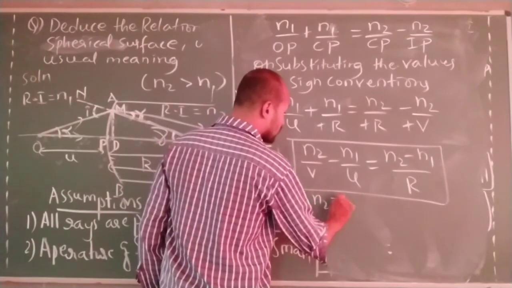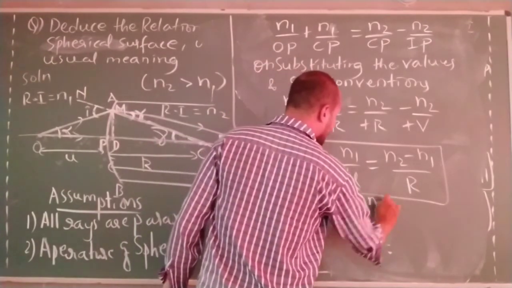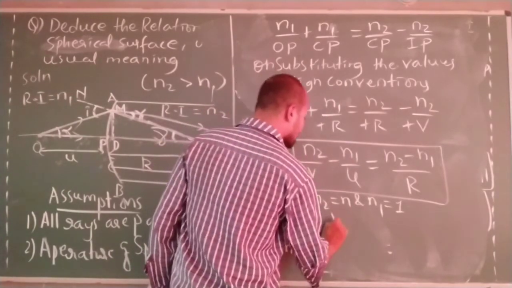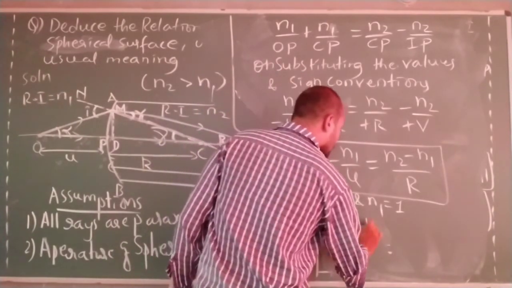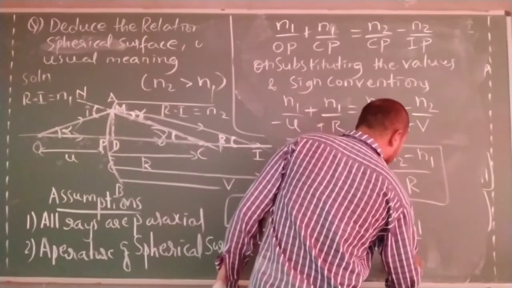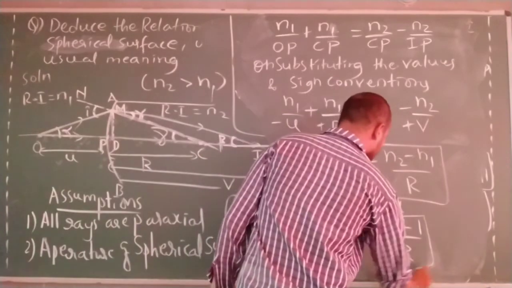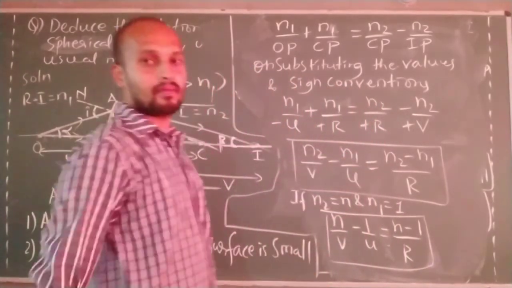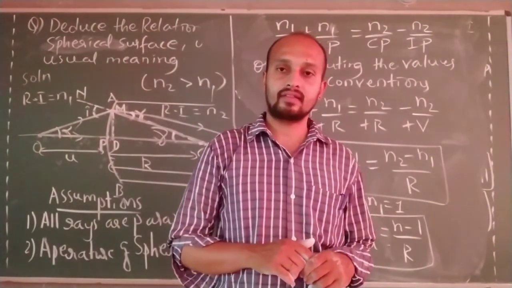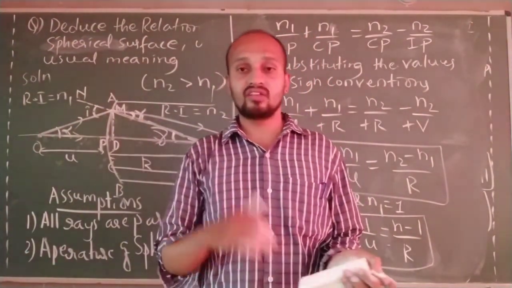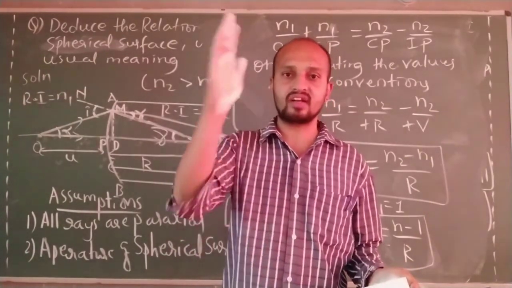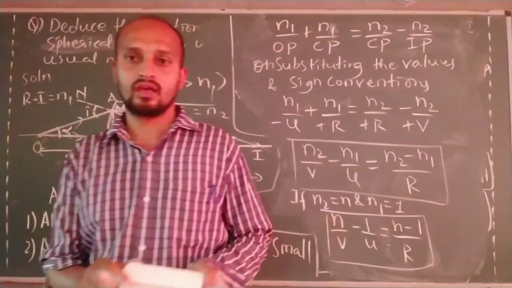If N2 is equal to N and N1 is equal to 1, that is air, this equation becomes N by V minus 1 by U is equal to N minus 1 divided by R. Better you remember this. If you write this much and they ask, you can get full marks. Please go through this derivation 4 or 5 times. Write it down, and 100% it will stick in your mind. Okay, thank you guys.